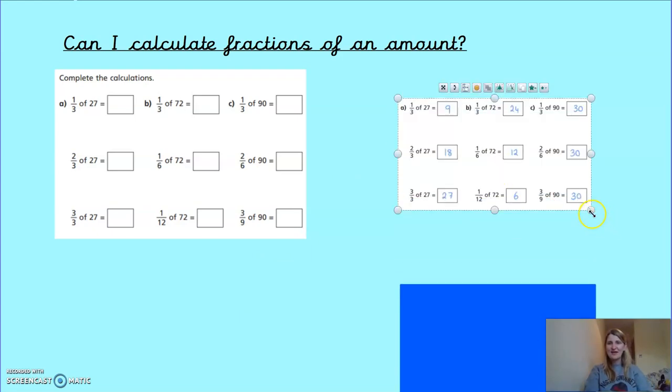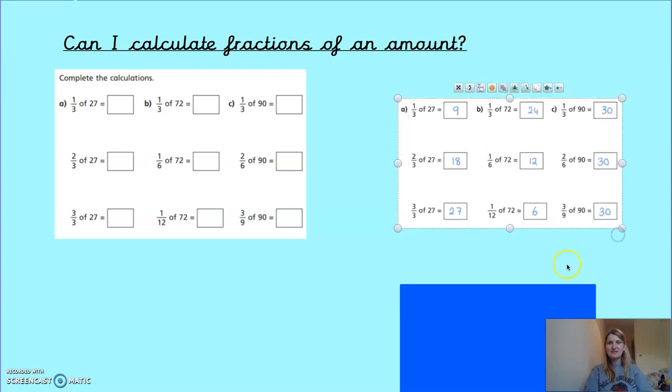Here we go. So you may have noticed there were some answers that were the same over here, using those links that we used before. Here, once you'd found 1/3, you could use that to find 2/3 and 3/3. And here, again, just thinking about your times table knowledge for that.